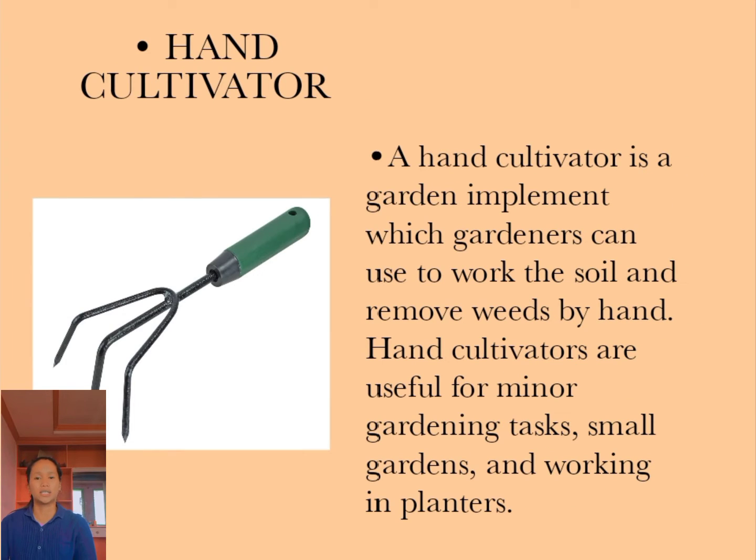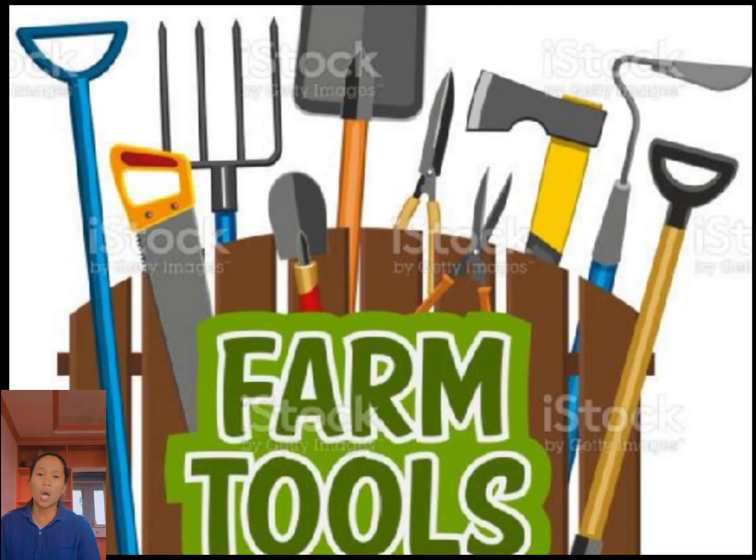Next is hand cultivator. A hand cultivator is a garden implement which gardeners can use to work the soil and remove weeds by hand. Hand cultivators are useful for minor gardening tasks, small gardens, and working in planters. So those are the examples of farm tools.